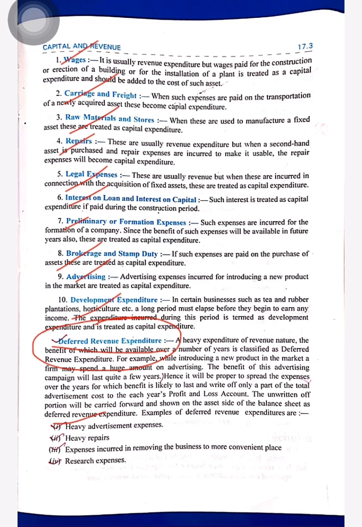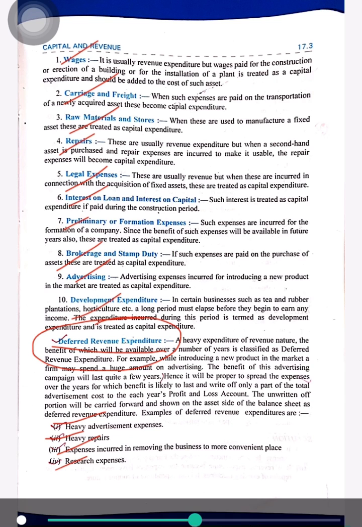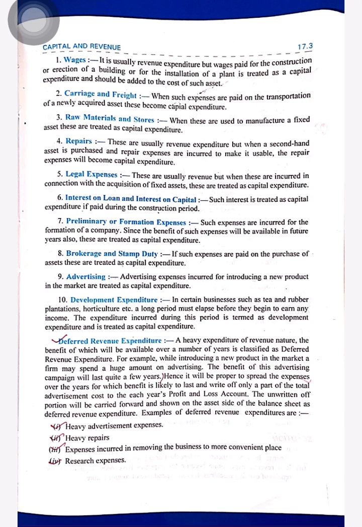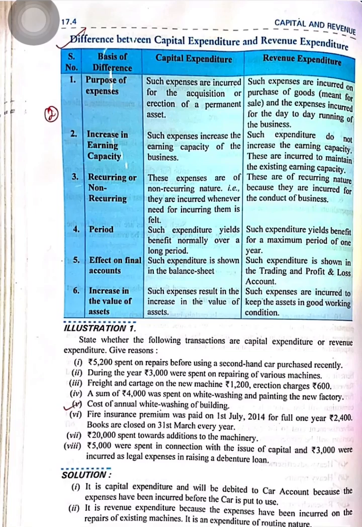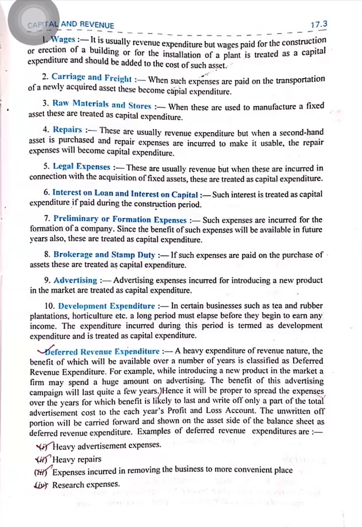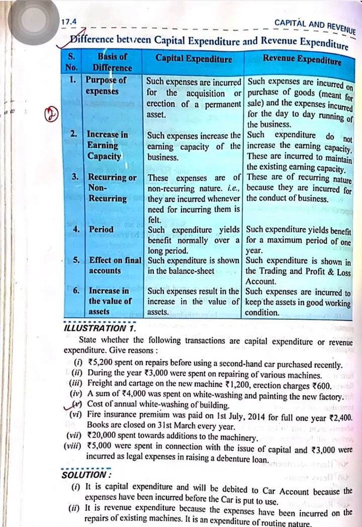Heavy advertisement expenses, heavy repairs, expenses incurred in removing the business, research expansion, means these expenses are revenue expenditure in nature, but due to the amount they can't be treated like revenue expenditure, so they will be treated as deferred revenue expenditure.